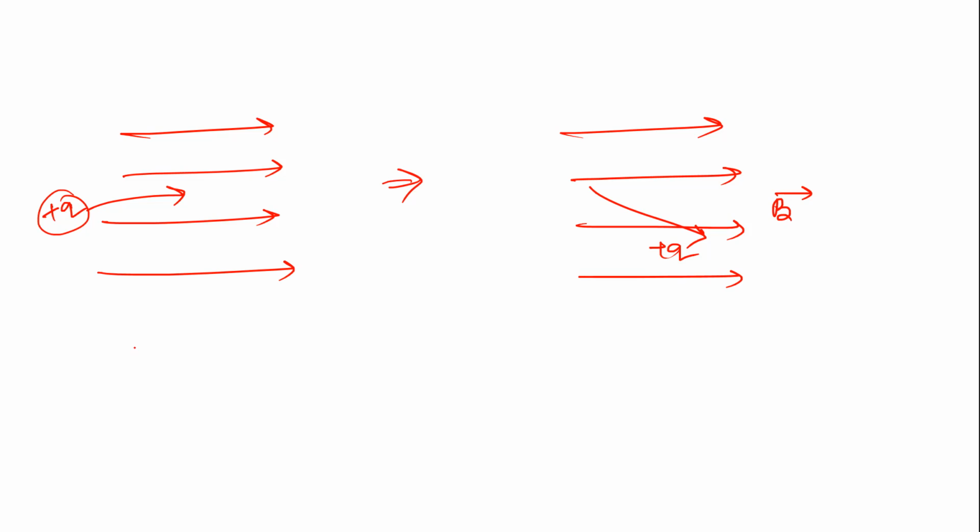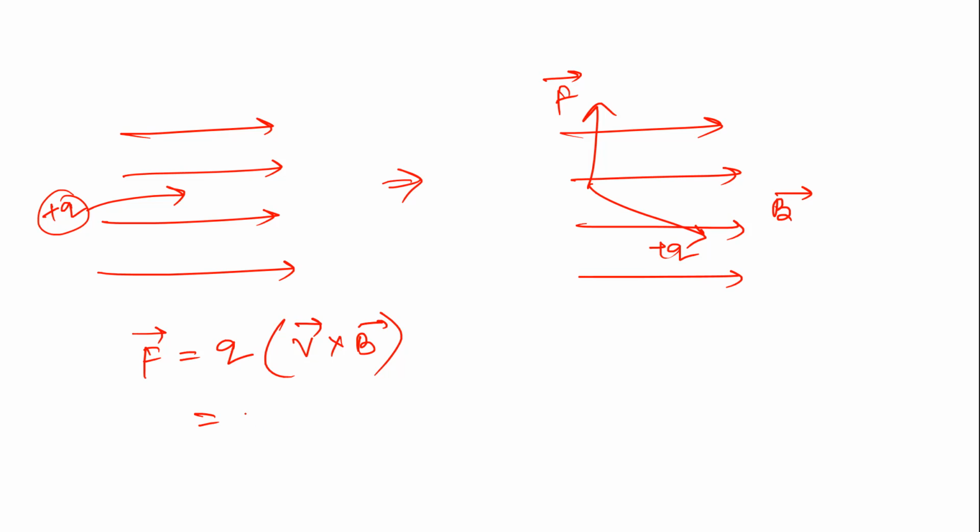So what will be the value of the magnetic force experienced by the charged particle? It will be perpendicular to its motion. The magnetic force experienced by that charged particle has the mathematical expression q multiplied by v cross B. This is the magnetic force experienced by the charged particle.